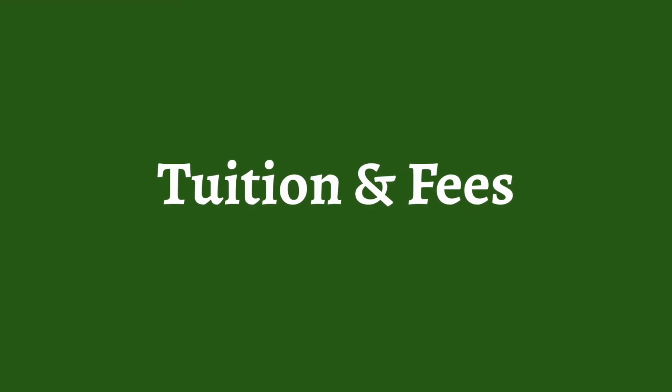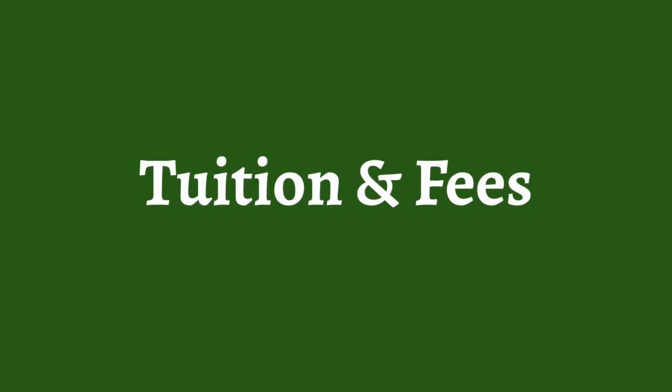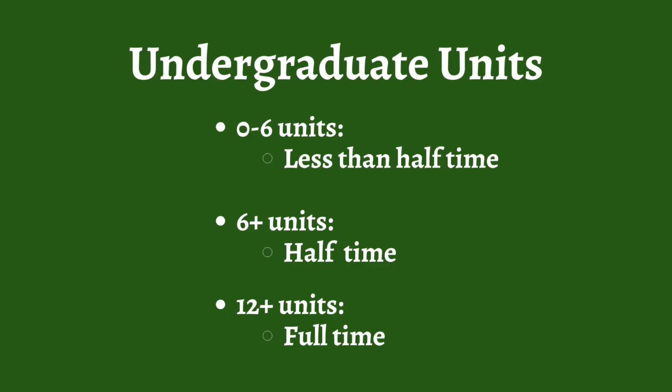Tuition and fees. Tuition and fees are based on the number of credit hours or units your student is taking. Now for a typical undergrad student, 12 units is considered full-time enrollment. So tuition is often broken down into two categories. 0 to 6 units, which means you are less than half time, there's one cost for that. Or if you're 6.1 units and above, there's a cost for that breakdown, which is half-time and above.